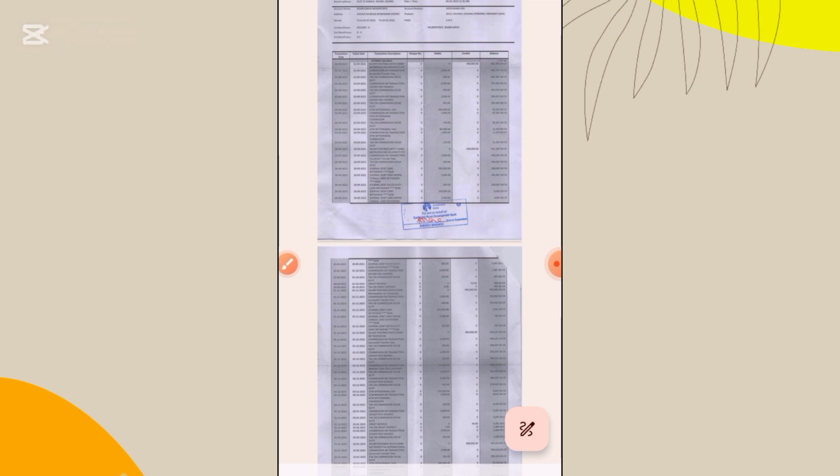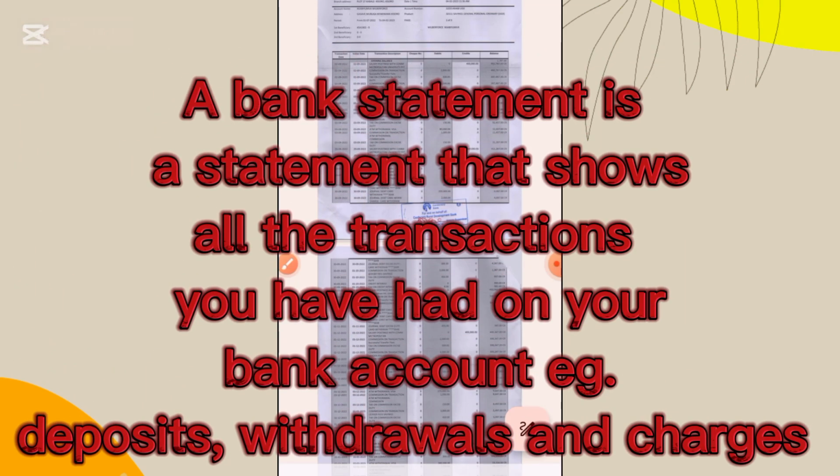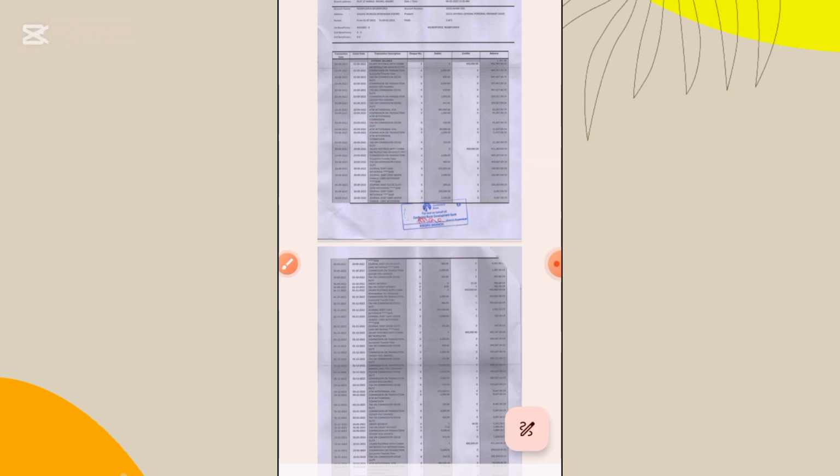How do you get a bank statement? And by the way, what is a bank statement? A bank statement is a statement which will be showing you all the transactions you have had on your account, which means before you request a bank statement, you must be having an account in any commercial bank.